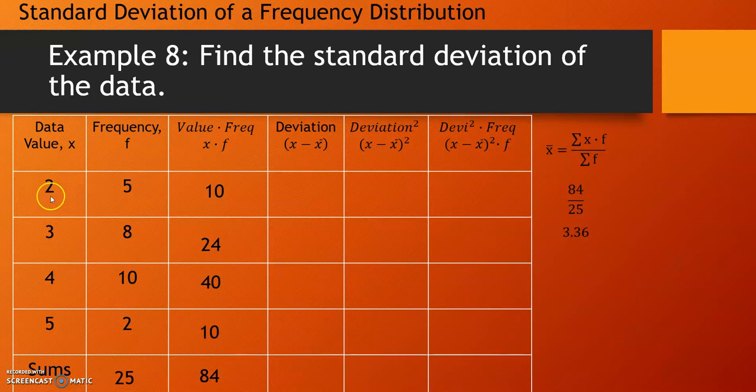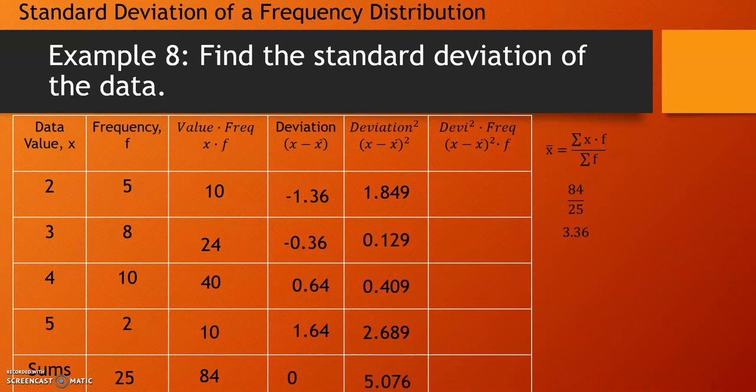And now we can find our deviations. Make sure you're subtracting the data value minus the mean. Negative 1.36, negative 0.36, 0.64, 1.64, 0. Our deviations always sum to 0. Go ahead and square those deviations. 1.849, 0.129, 0.409, 2.689. The sum is 5.076.